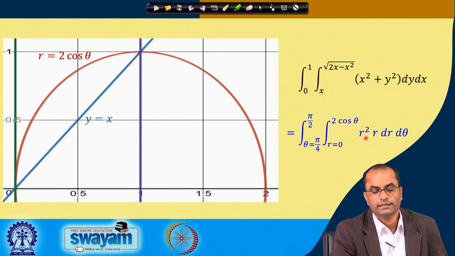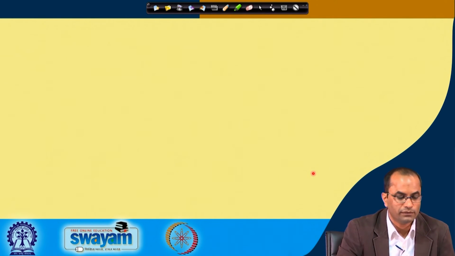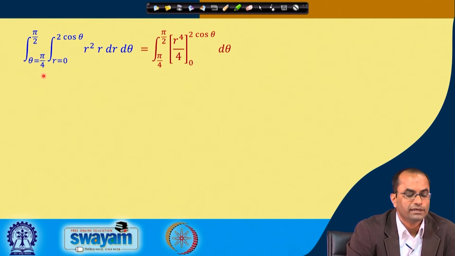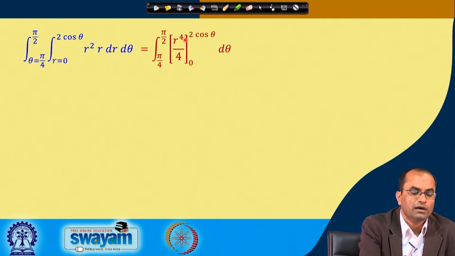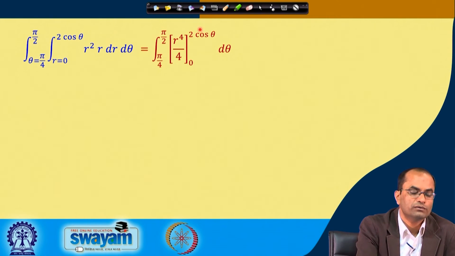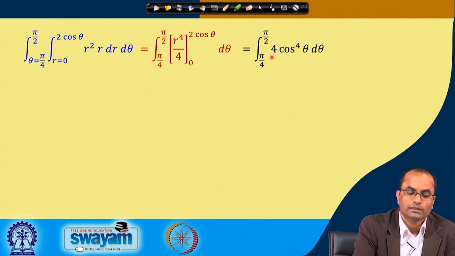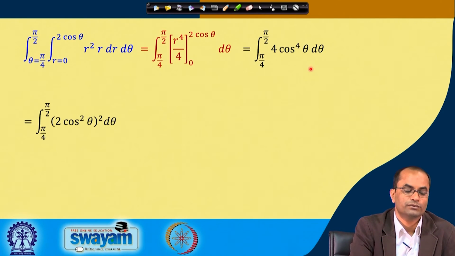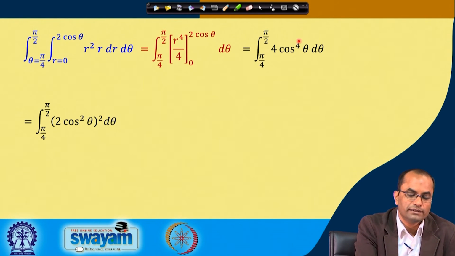So, which we can easily compute now. r from 0 to 2 cos theta and theta from pi by 4 to pi by 2. So, this is r cube, which means r to the 4 by 4, with the limits from 0 to 2 cos theta. So, the upper limit minus the lower limit. The upper limit will become 16 over 4, so we will get 4 cos 4 theta d theta, with the limits of theta from pi by 4 to pi by 2. We have to simplify this power here.